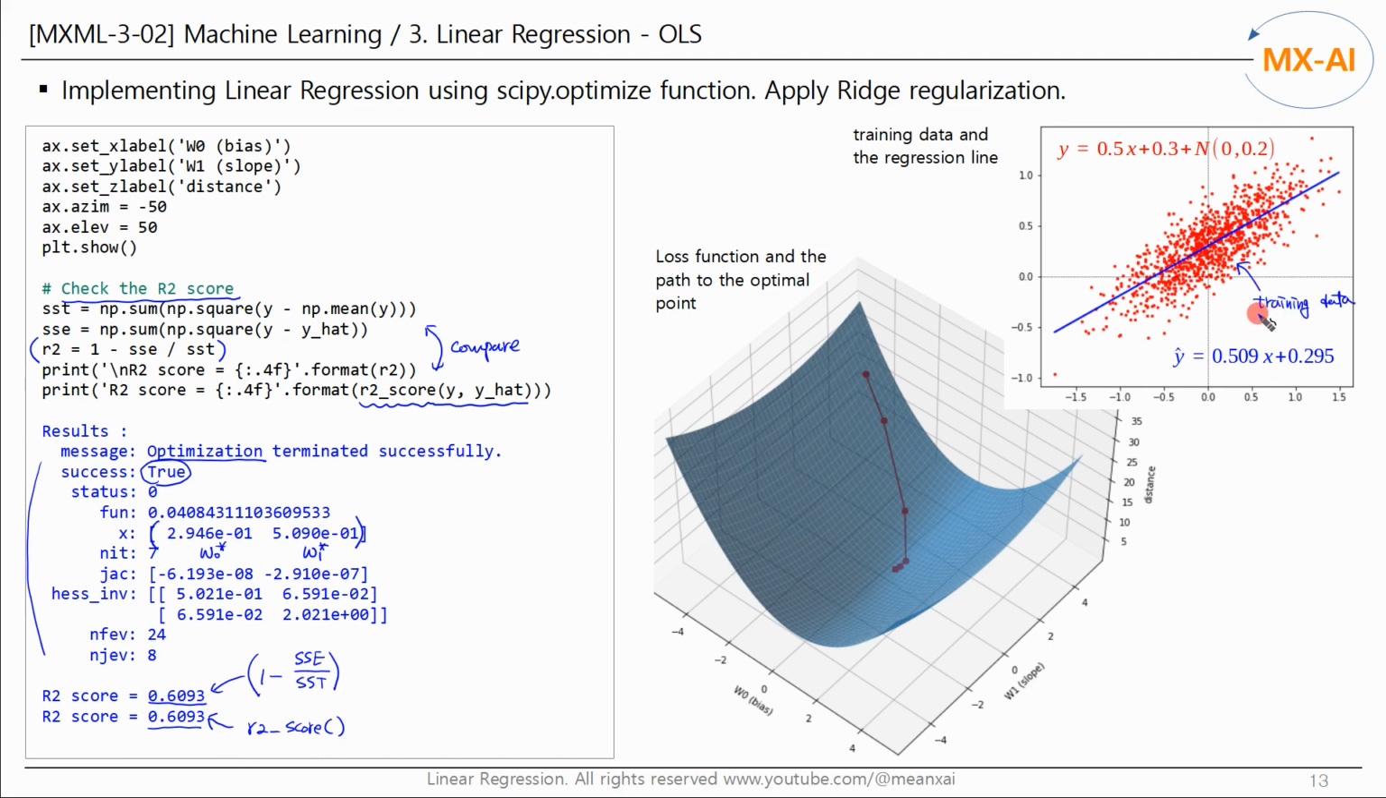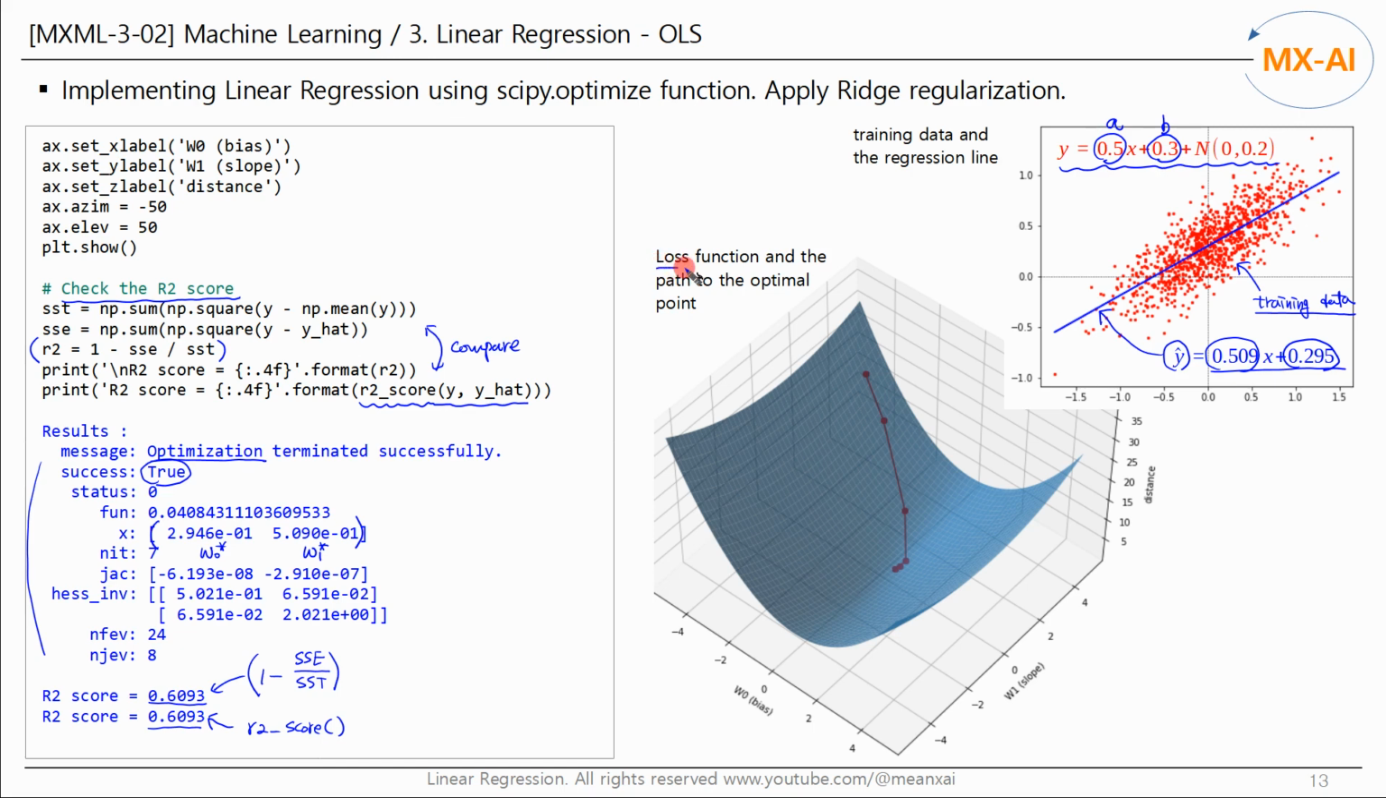And the generated training data looks like this. Training data was extracted from this model. The actual A and B are 0.5 and 0.3 respectively. The predicted regression line is like this. The predicted slope, A, is 0.509 and the predicted intercept, B, is 0.295. This matches well with the actual values.